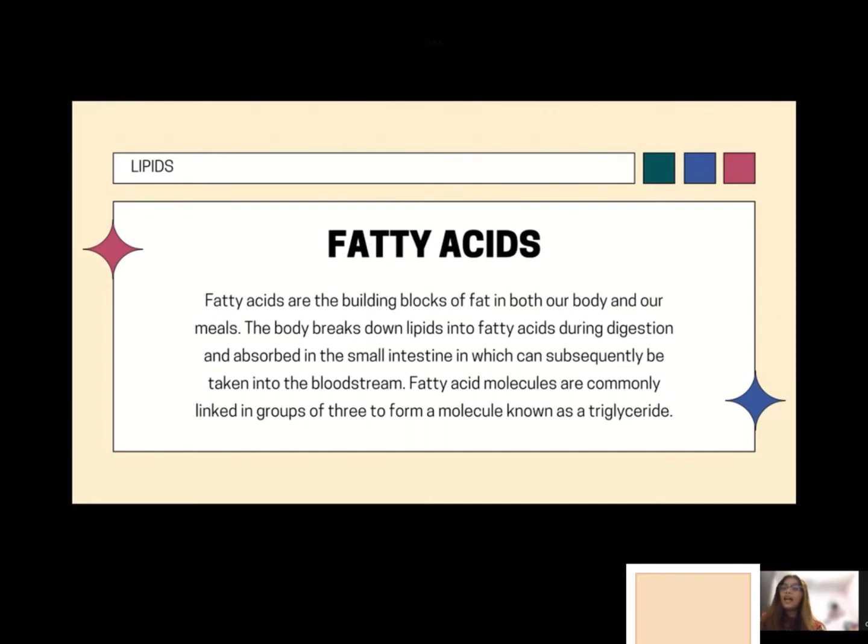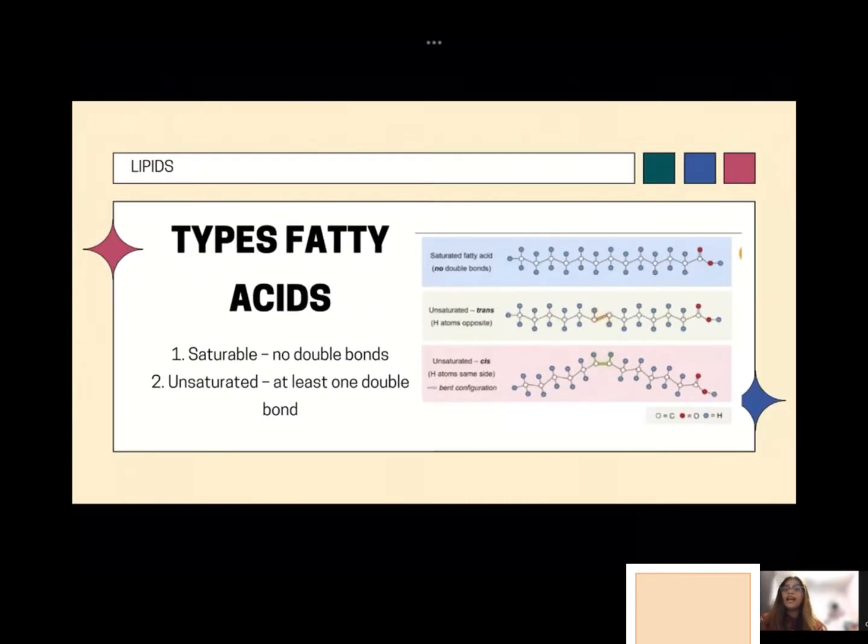So the types of fatty acid. We have two types of fatty acid, the saturated and the unsaturated fatty acid. Let us take a look at this picture. We have here the saturated fatty acid and two unsaturated fatty acids, which are unsaturated trans and cis. Take note that trans and cis are only the position of the hydrogen atoms in our hydrocarbon chain.